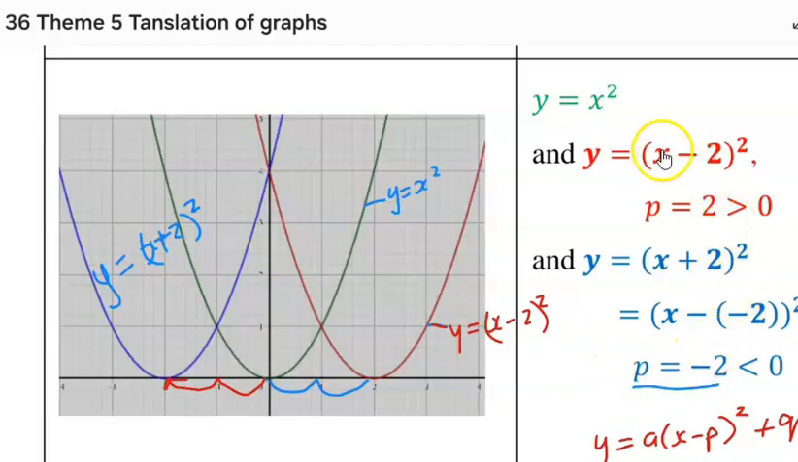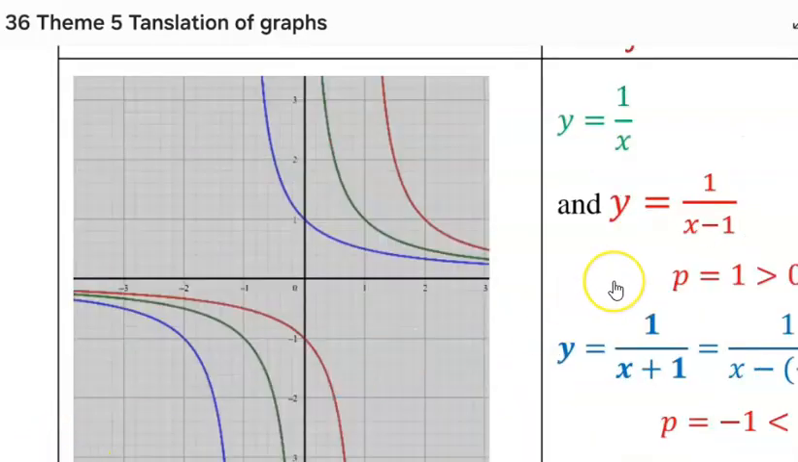If I put x equal to 0, I will get 4. So at 0, I will get that value. If I put x equal to 2, I will get 0, and that will show you that it shifted right. If I put x equal to minus 2 here, I will get 0, and that will show you it shifted left. Let us look at the hyperbola again.